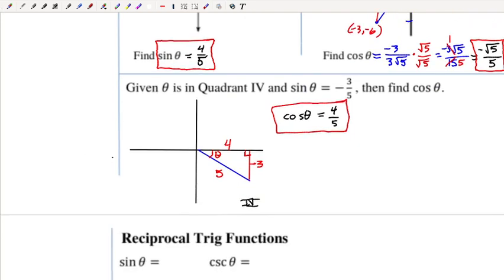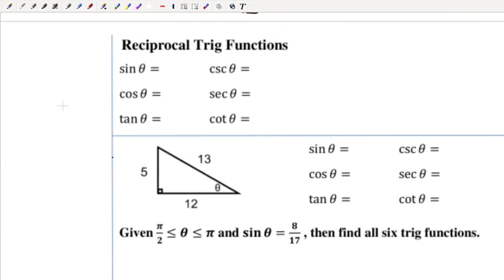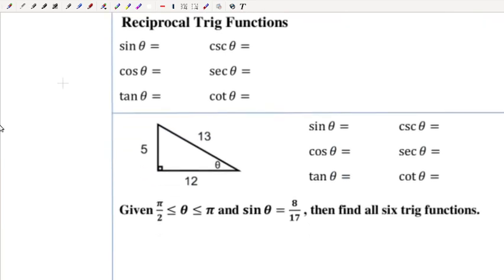On the top of the next page, we're actually going to talk about some new trig functions. These are called your reciprocal trig functions. So, review again, SOHCAHTOA: sine we know is opposite over hypotenuse, cosine is adjacent over hypotenuse, and tangent is opposite over adjacent. These are all the ones that you know already. But now we've got these 3 new ones that we're calling reciprocal trig functions.